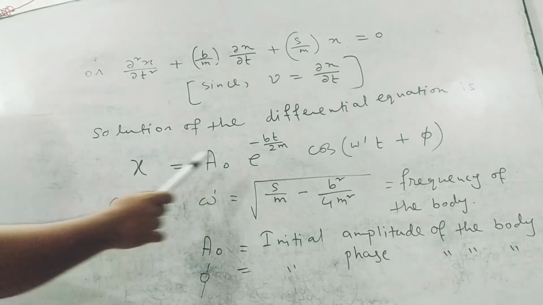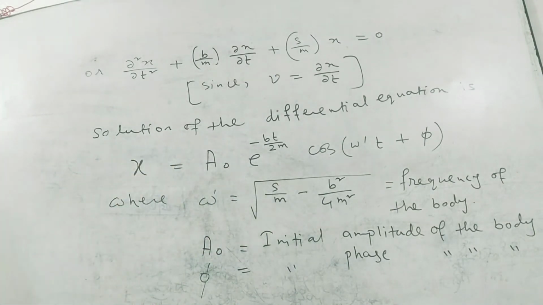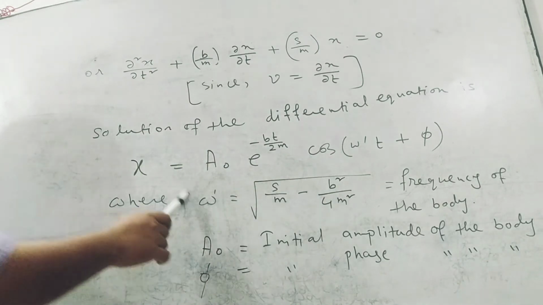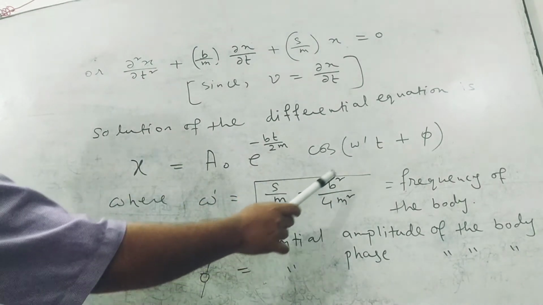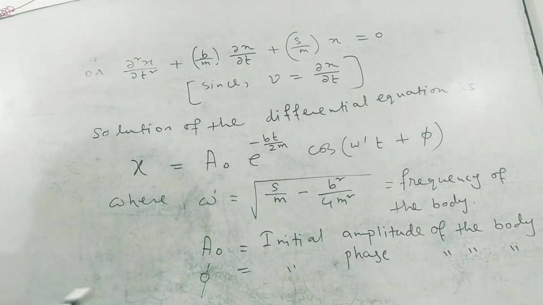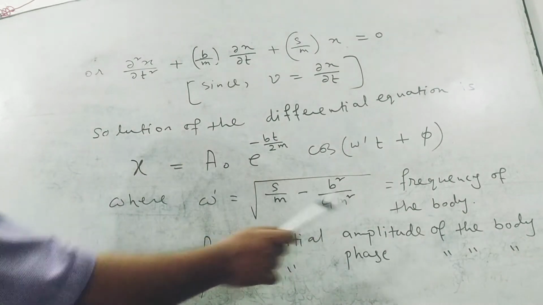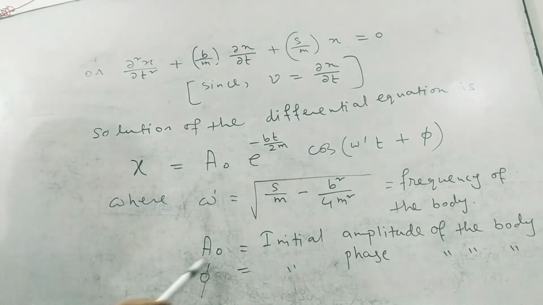Here e stands for exponential. Omega prime is equal to under root of s by m minus b square by 4m square. Here omega prime is the frequency of the vibrating body. A0 is the initial amplitude of the body and phi is the initial phase of the body.